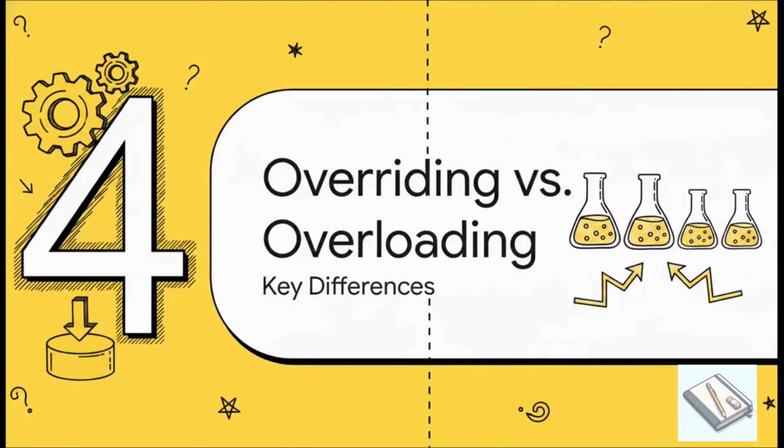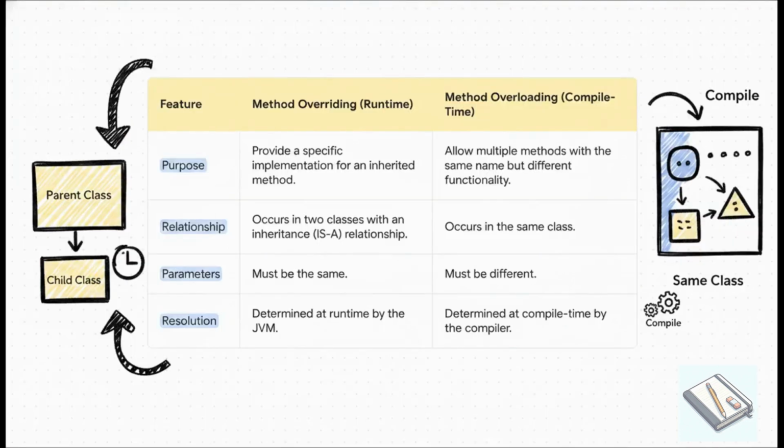Okay, this is a super common interview question and a point of confusion for a lot of people. So let's put overriding and overloading head to head and make the difference crystal clear. This table nails it. Let's walk through it. Overriding is all about changing an inherited method in a child class, so it happens across 2 classes with inheritance, and the parameters have to be the same. The decision gets made at runtime. On the flip side, overloading happens inside the same class. Its whole purpose is to have methods with the same name but different ways to call them, so the parameters must be different, and the compiler figures it all out before you even run the code.